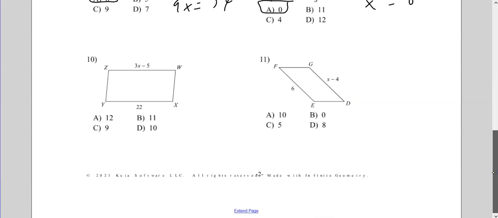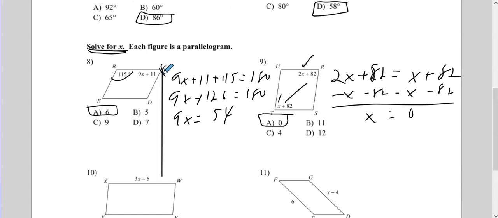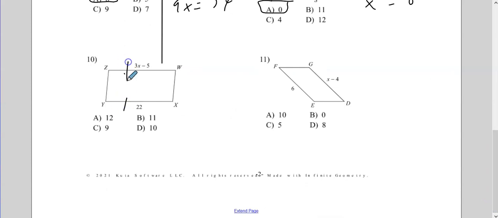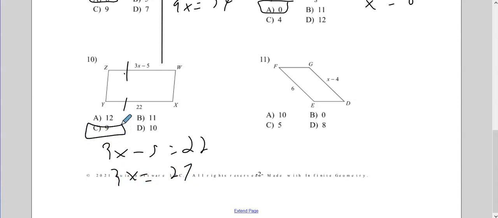All right, number 10. We said earlier that opposite sides of a parallelogram are equal. So all we have to do is say 3x minus 5 equals 22. So we add 5 to both sides, divide by 3, and x is 9. Again, opposite sides are equal, so I just say x minus 4 equals, like I can put an equal sign right there. Then I add 4 to both sides, and I get 10. 10 minus 4 is 6.